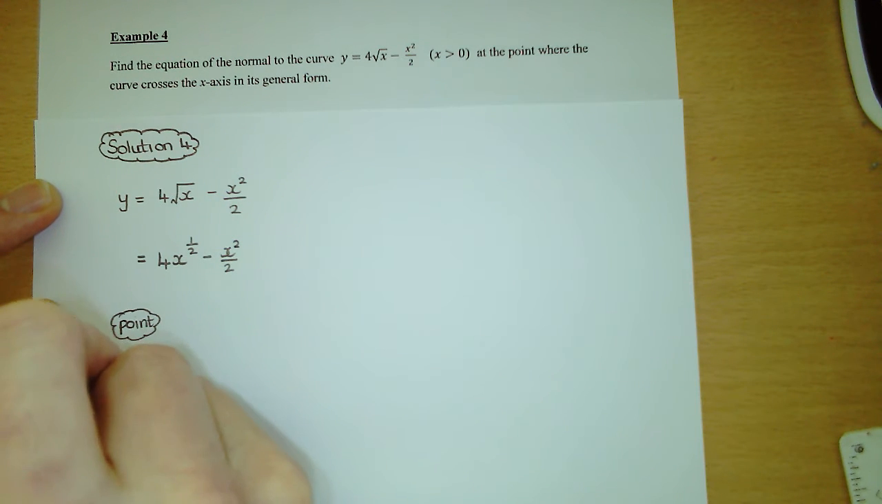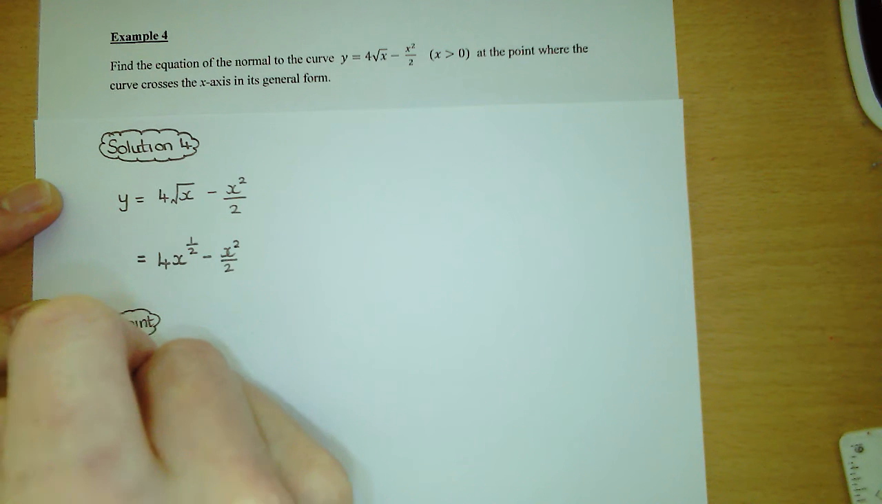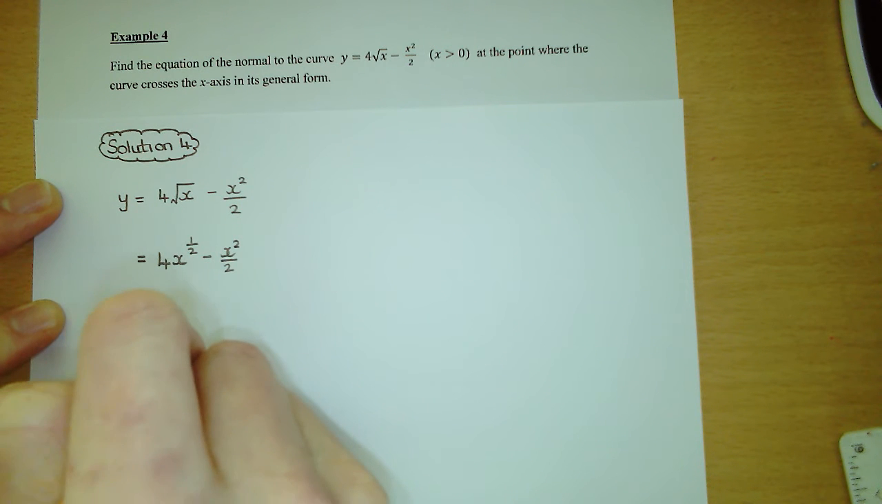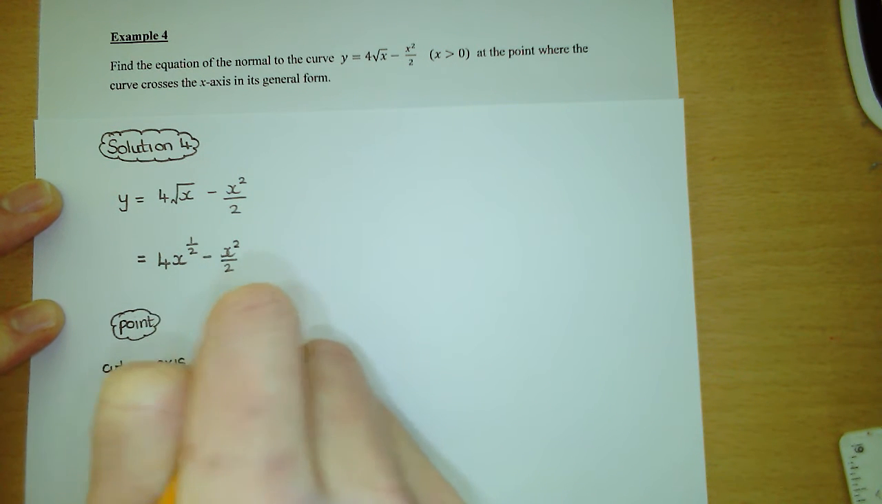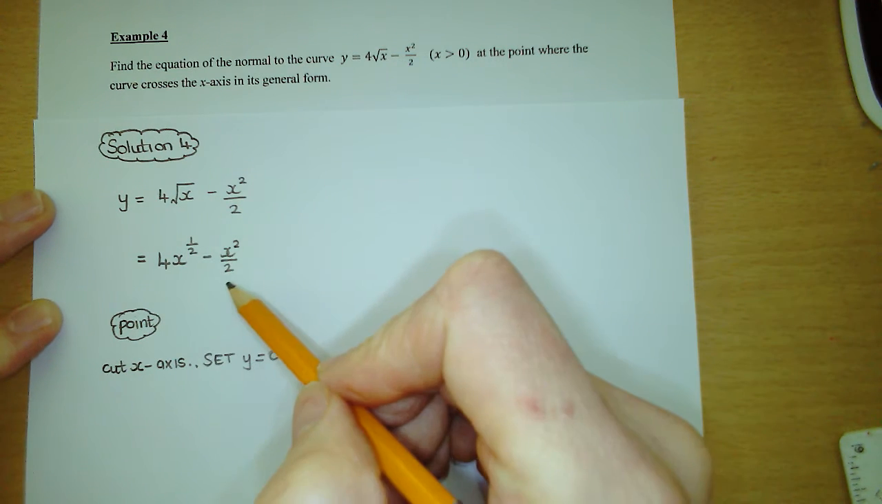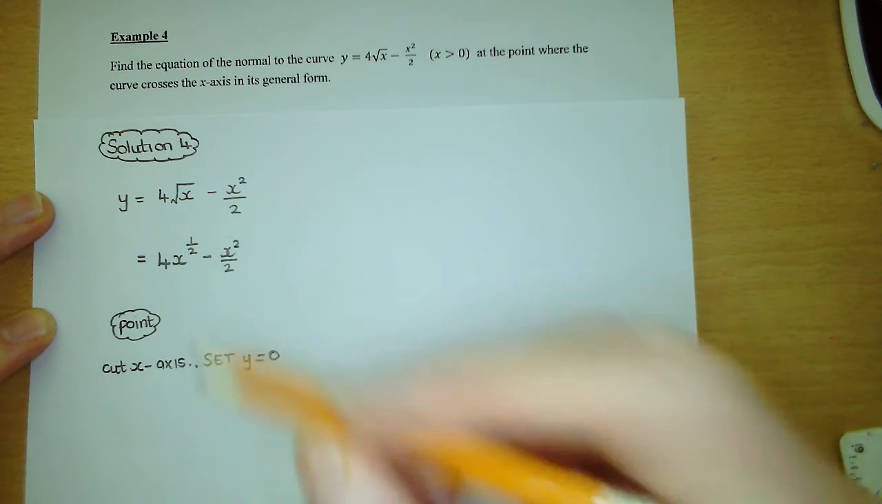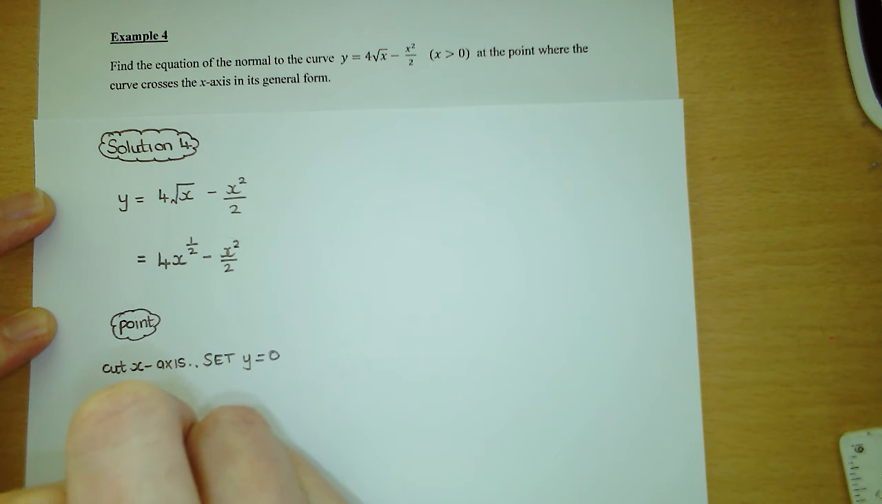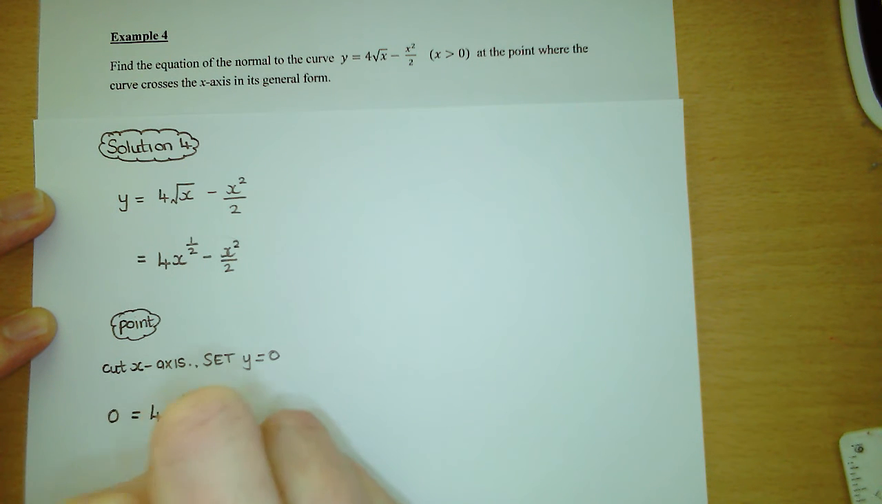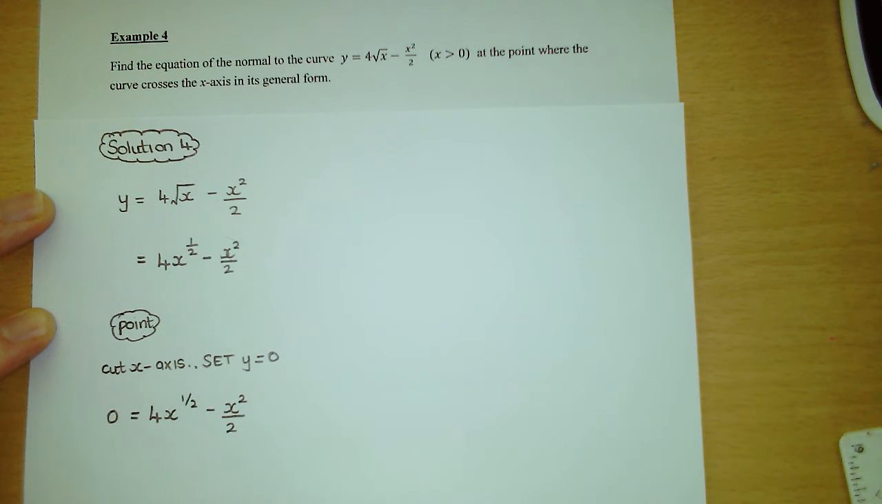So it cuts the x-axis, we set y equal to 0. So we go back to our curve, we're going to set y equal to 0. So we're going to get 0 equals 4x to the power of a half minus x squared over 2. Okay. And I've just kept x to the power of a half in it and not kept the root in it here. So we have to try and solve this equation.